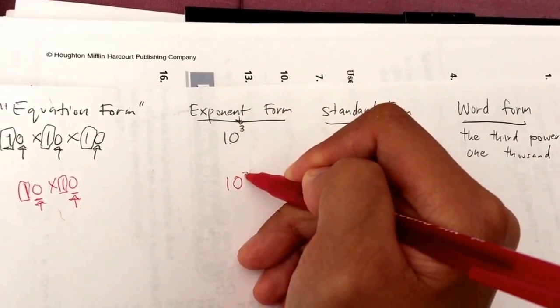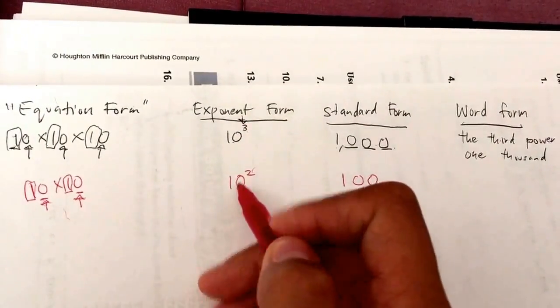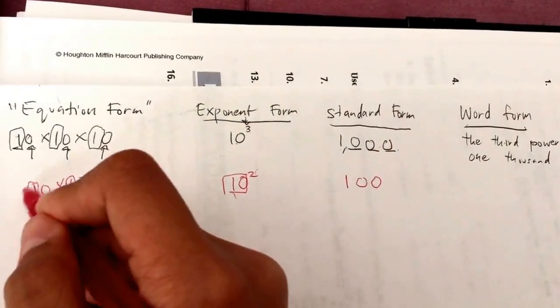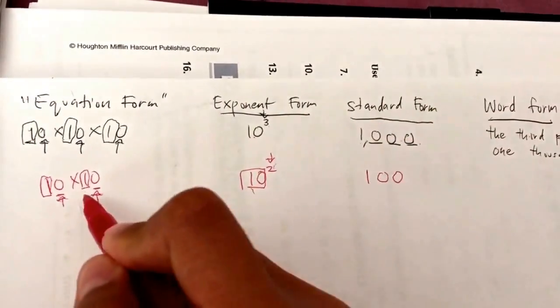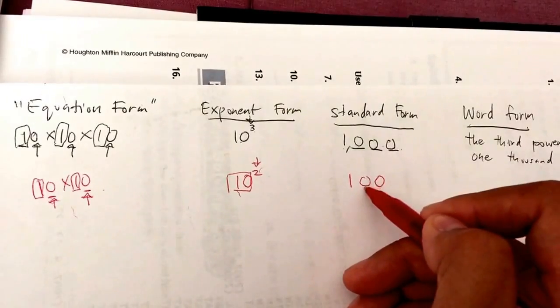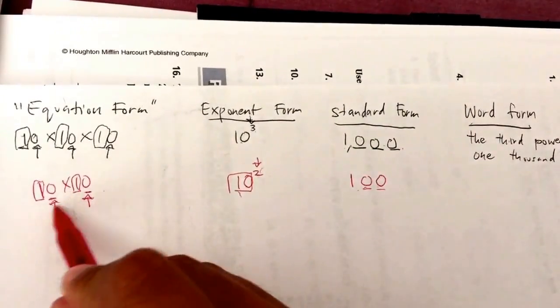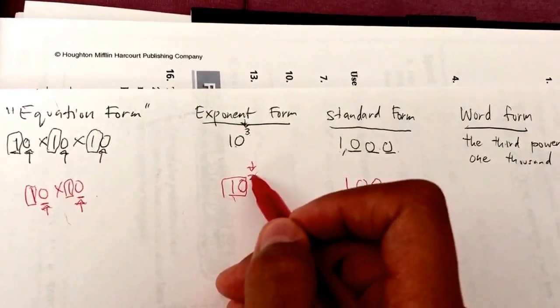It has 1, 2 zeros. Another way to say that is the number 10, the base 10, is being repeated 1, 2 times. The exponent is 2. So you count the zeros, 1, 2, and that will be the same number. 10 times 10 is 10 with 10 as the base and 2 as the exponent, and it's the same as 100.